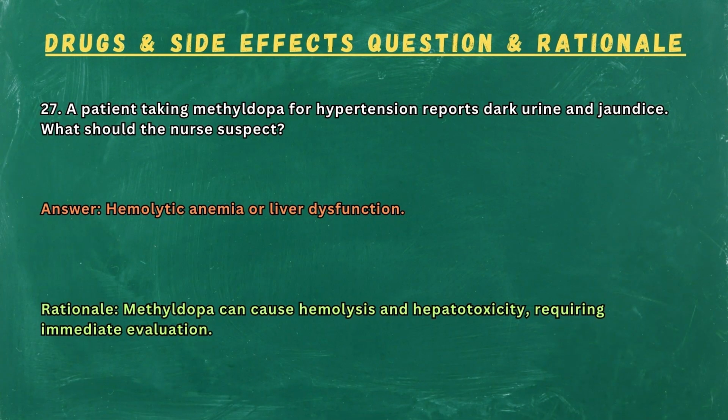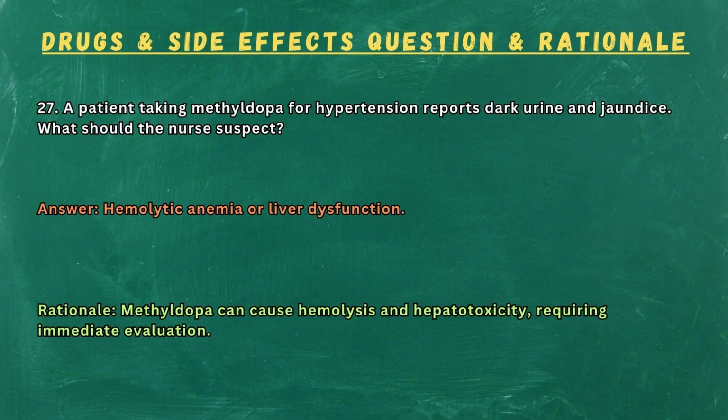27. A patient taking methyldopa for hypertension reports dark urine and jaundice. What should the nurse suspect? Answer: hemolytic anemia or liver dysfunction. Rationale: methyldopa can cause hemolysis and hepatotoxicity, requiring immediate evaluation.